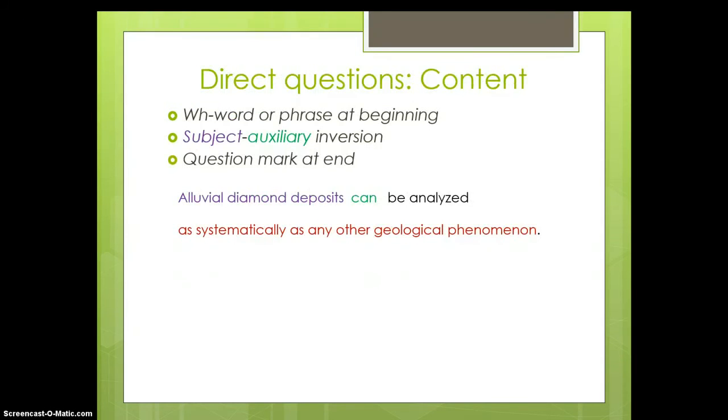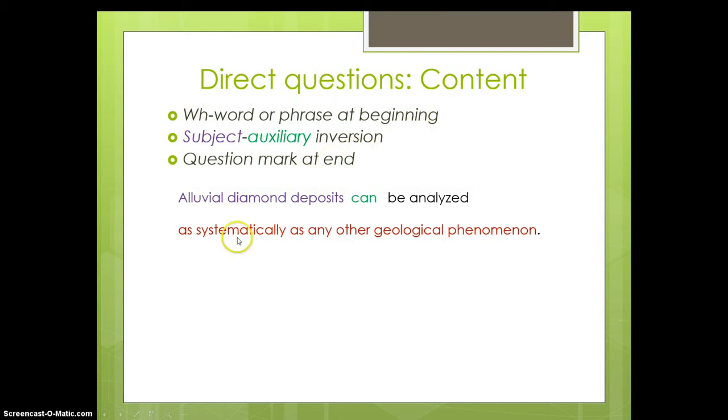So, here's our alluvial diamond deposits again. This time, like before, we need a WH word. Oh, wait. Well, as before, we needed a subject auxiliary inversion. We need a question mark at the end. What's different now is we have a WH word or phrase at the beginning.